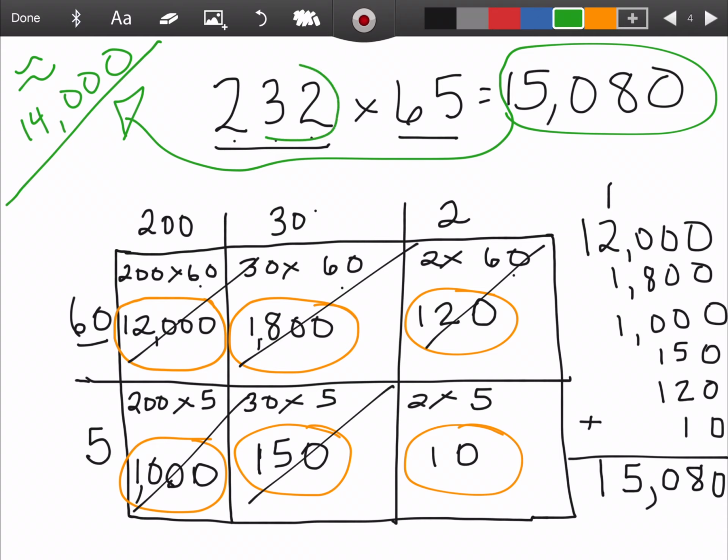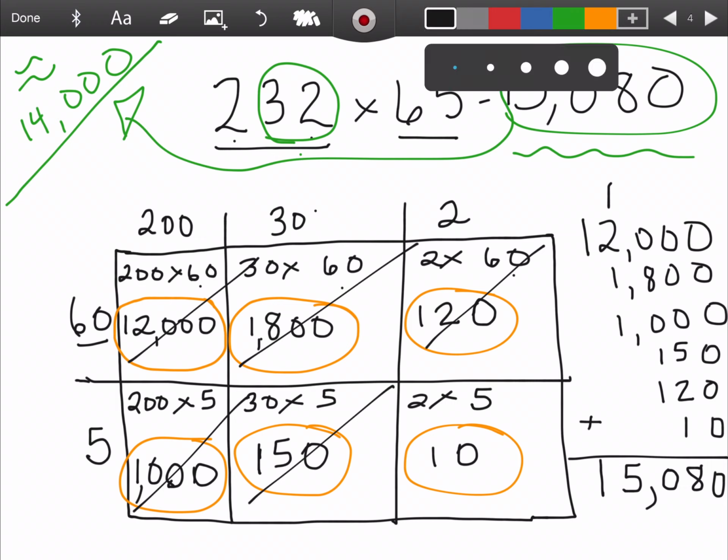Remember, I rounded this number down, and so it doesn't surprise me that this number is actually a little bit bigger than my estimate. I'm going to also solve 232 times 65 the traditional algorithm way, because some of you are ready for that.